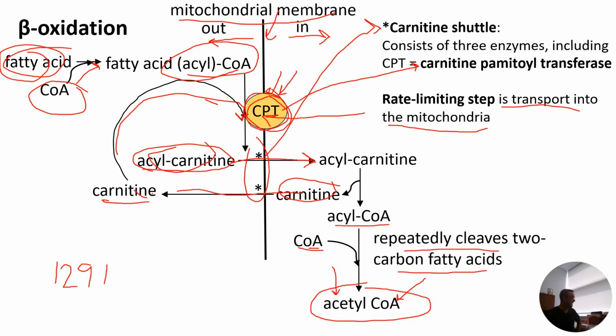129 ATP from a 16-carbon fatty acid known as palmitic acid or palmitate. That's a lot more than the measly 2 you get from glycolysis, right?